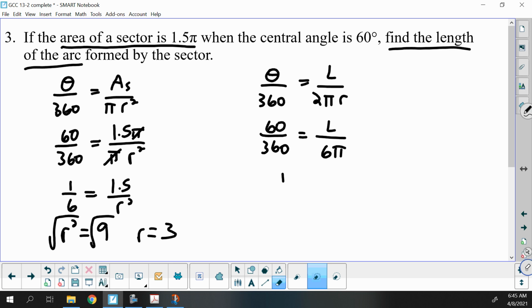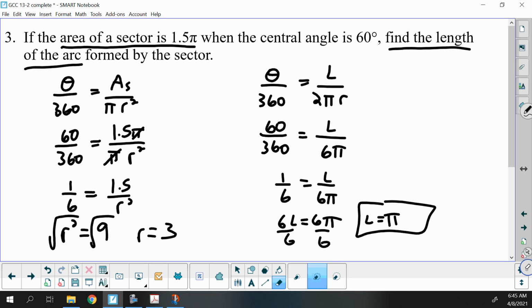We know again that the left reduces to 1/6. And if we cross multiply, we get 6L equals 6 pi. Divide both sides by 6, and we get L is equal to pi. And they didn't give us units here, but it's an arc length, so it's one-dimensional as opposed to units being squared.